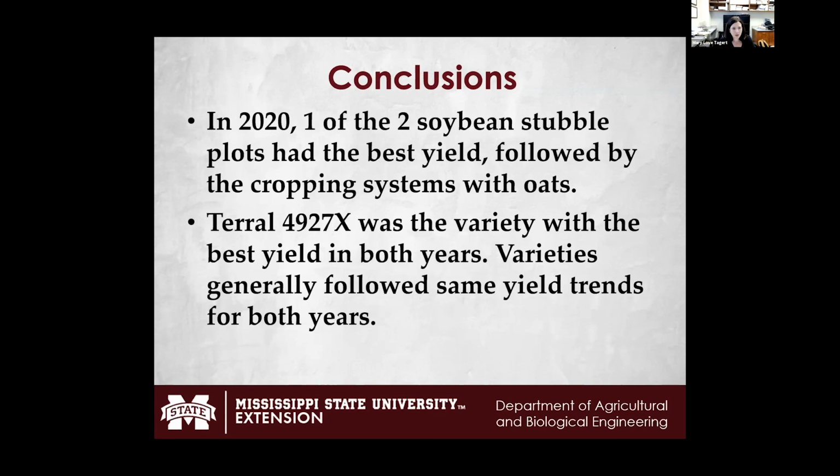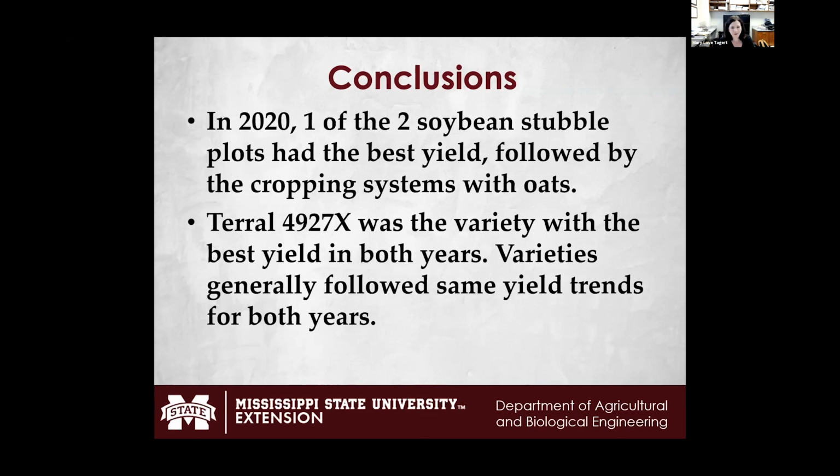So in 2020, one of the 2 soybean stubble plots had the best yield, followed by the cropping system with the oats. And also the Terrell 4927X was the variety with the best yield in both years. And also those varieties generally followed the same trends pretty closely in both years.